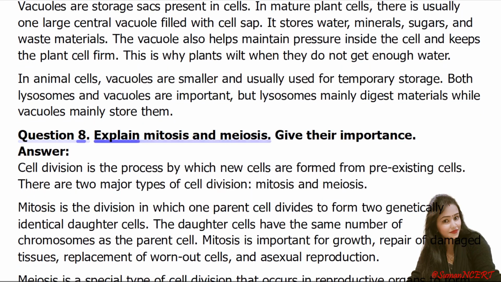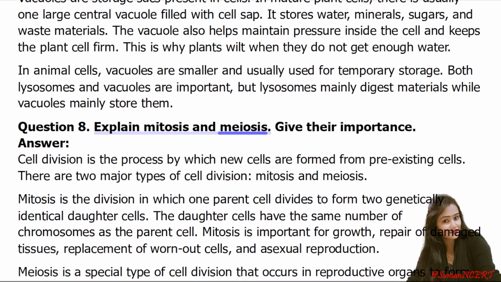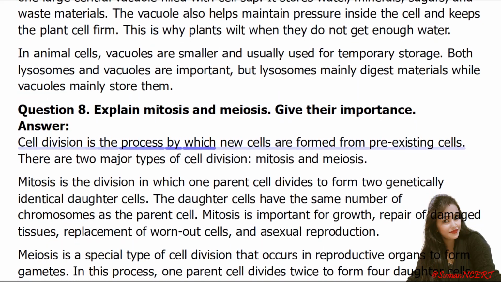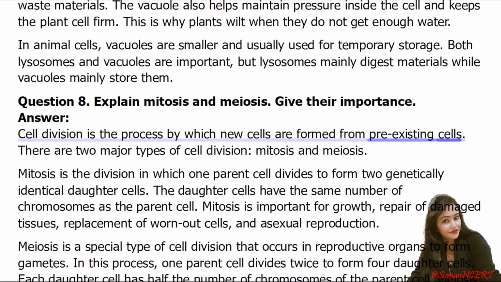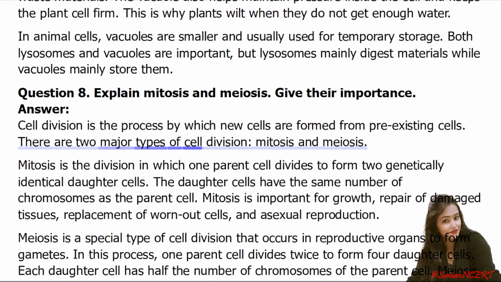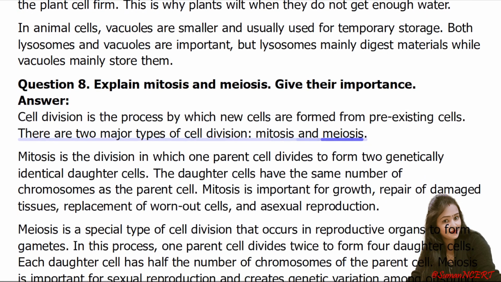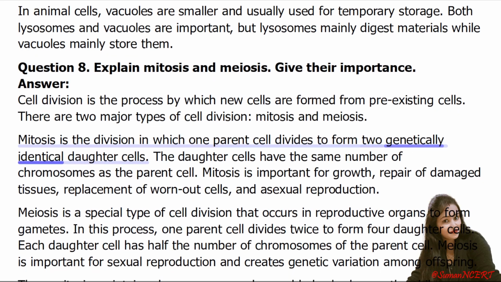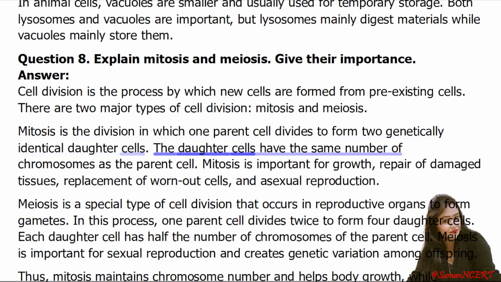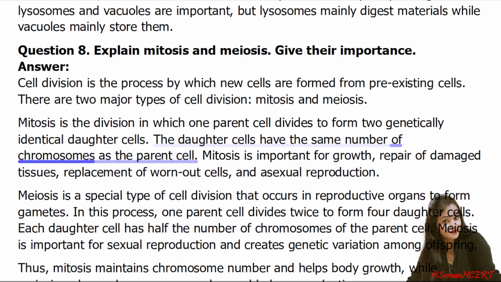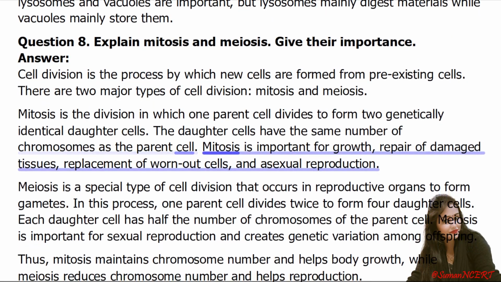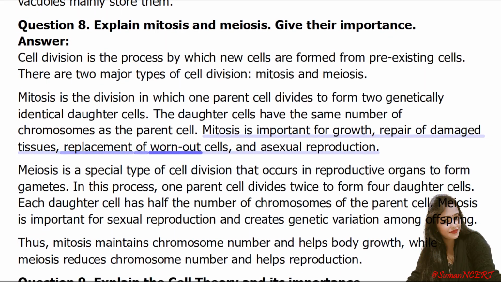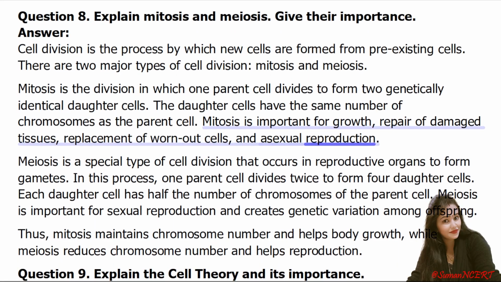Question 8. Explain mitosis and meiosis. Give their importance. Answer. Cell division is the process by which new cells are formed from pre-existing cells. There are two major types of cell division, mitosis and meiosis. Mitosis is the division in which one parent cell divides to form two genetically identical daughter cells. The daughter cells have the same number of chromosomes as the parent cell. Mitosis is important for growth, repair of damaged tissues, replacement of worn-out cells, and asexual reproduction.